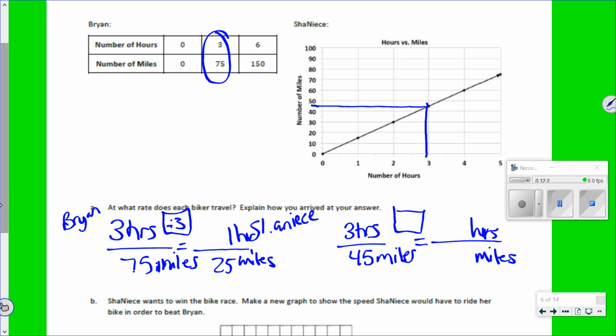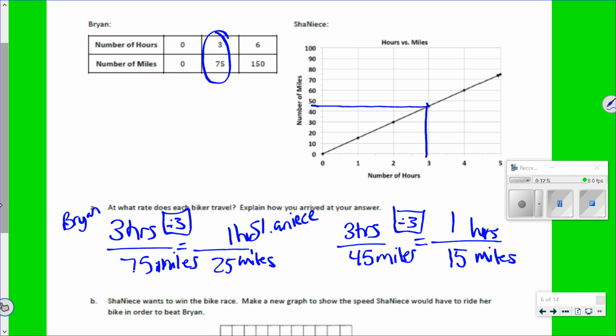So how do I go from 3 to 1? Divide by 3. So if I divide 45 by 3, I get 15. Does anybody need me to do the math to show you that? Okay. So, at what rate does each biker travel? Brian travels at, how do we know we talk about speed?